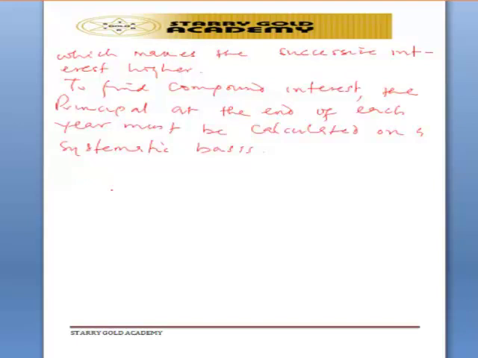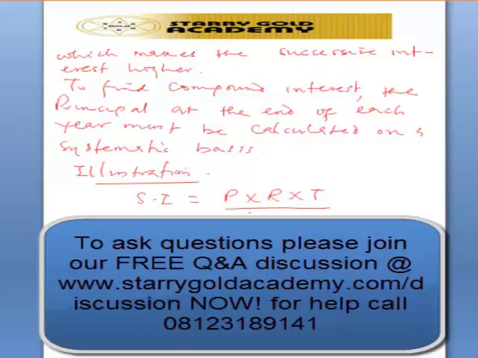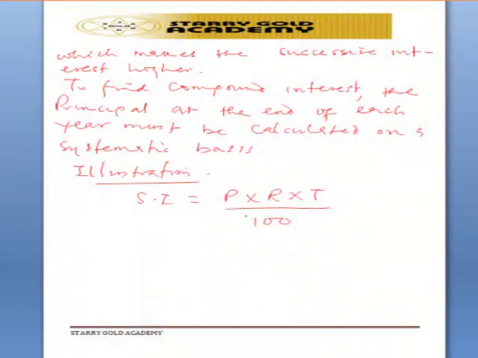In order to find the compound interest, illustration. In order to get the compound interest for a certain amount of money, we firstly get our simple interest. Simple interest gives us P times R times T over 100. Don't forget, that is the formula for simple interest. Compound interest is more advanced than simple interest.